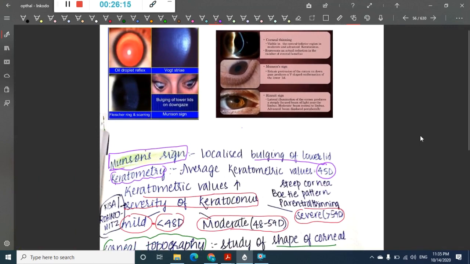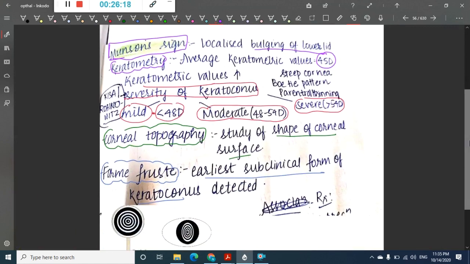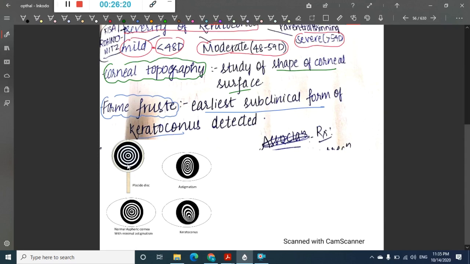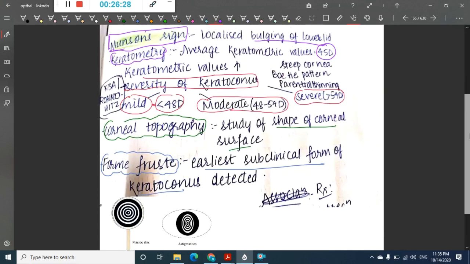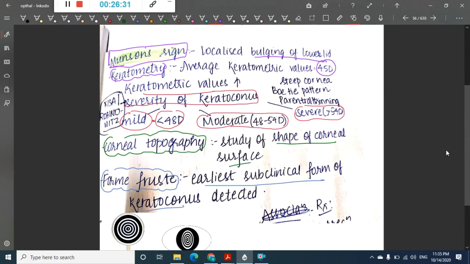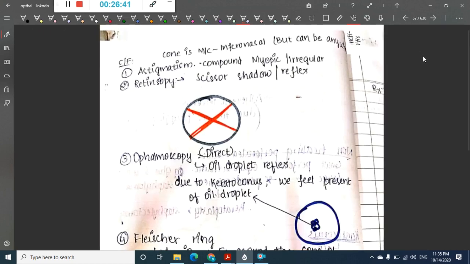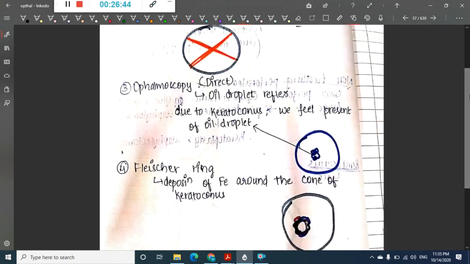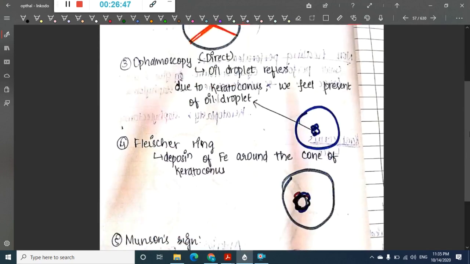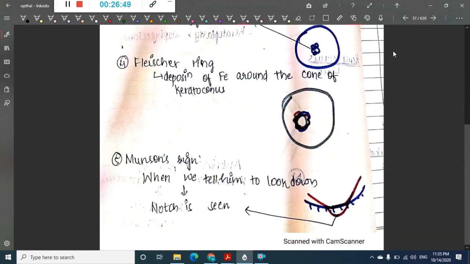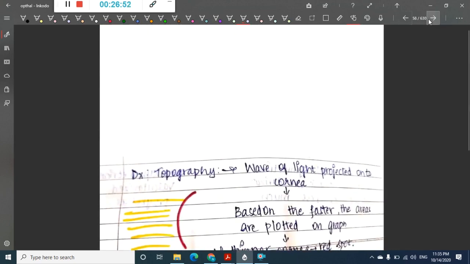So this is Munson sign, where there is localized bulging of the lower lid. Okay, this is the Placido disc. Normally it should look like this, but in keratoconus, because of irregularity, you see an irregular Placido disc sign. So this is about the main important things in keratoconus. One more important thing is that Forme Fruste is the subclinical form of keratoconus detected. Then the same things: the oil drop reflex, Fleischer's ring, deposition of iron, and Munson sign. It is the same thing which I have drawn with diagrams.